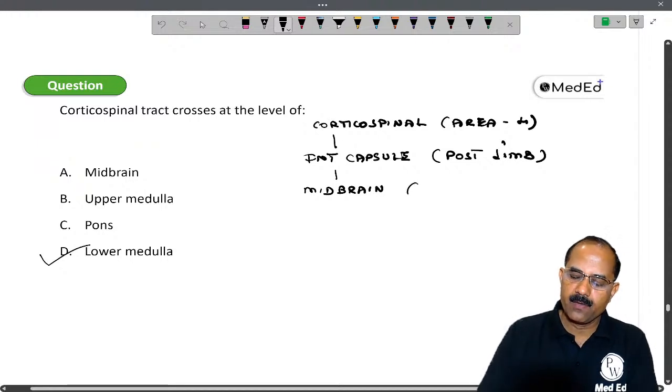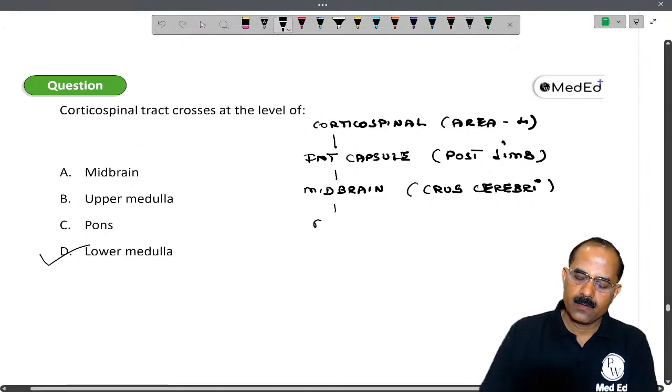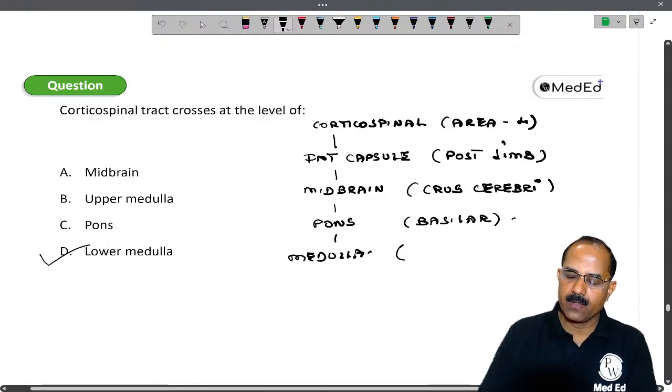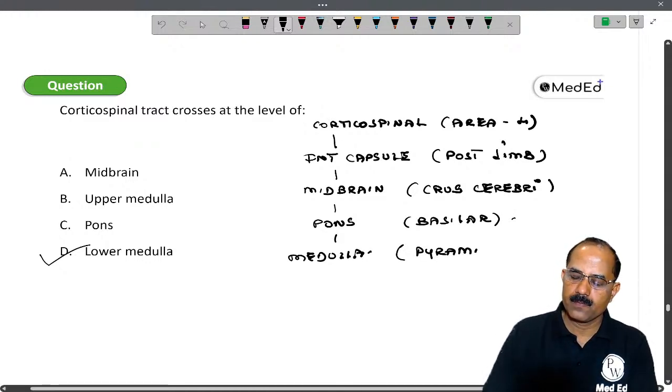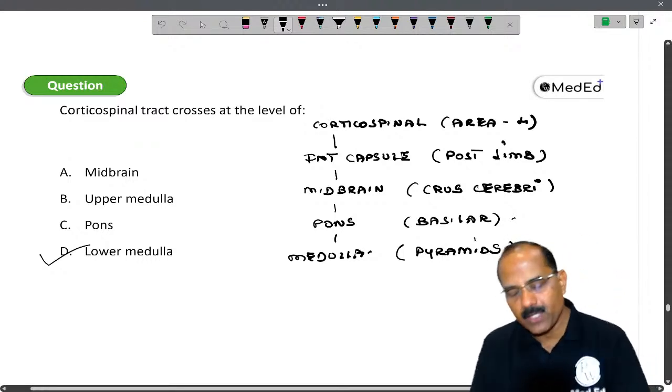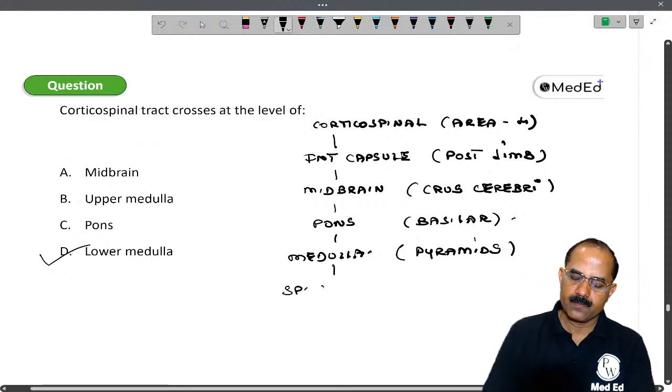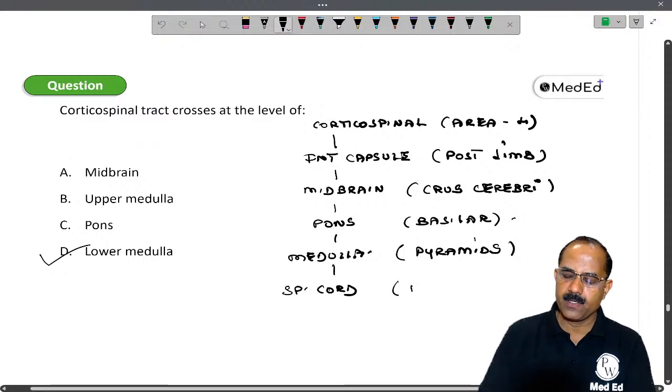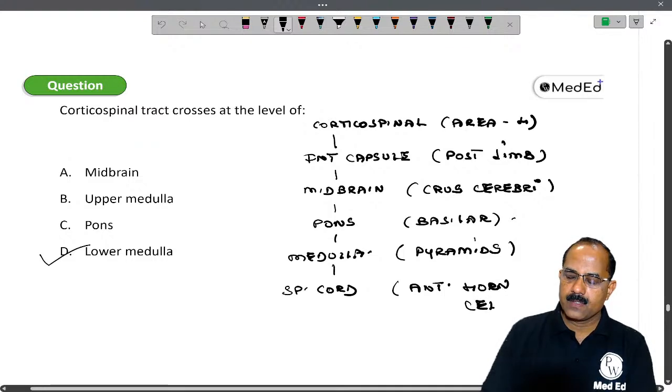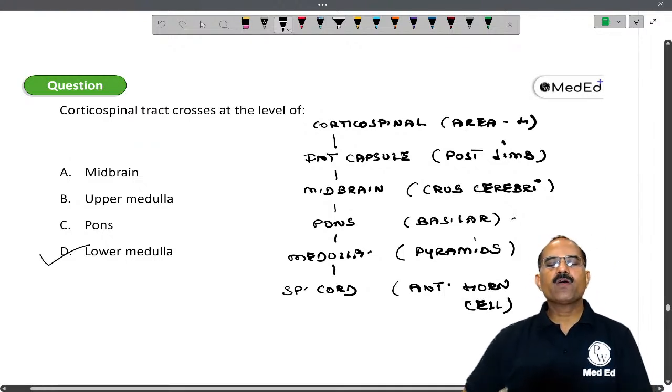ये आता है midbrain में. What part of the midbrain is this? Crus cerebri. Then comes the pons, basilar part of the pons. Then comes the medulla. They form elevations in the medulla, जिसका नाम है pyramids. And finally, spinal cord, anterior horn cell. Spinal cord का anterior horn cell.